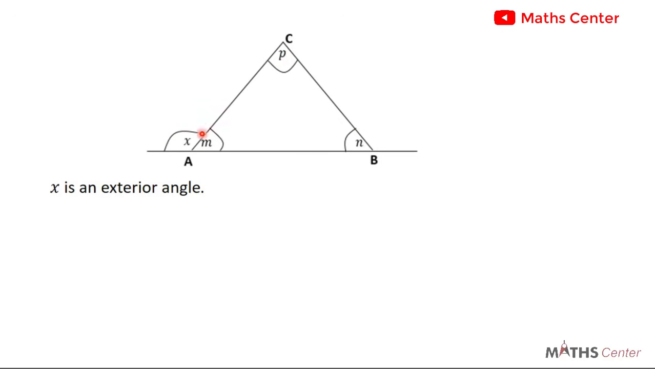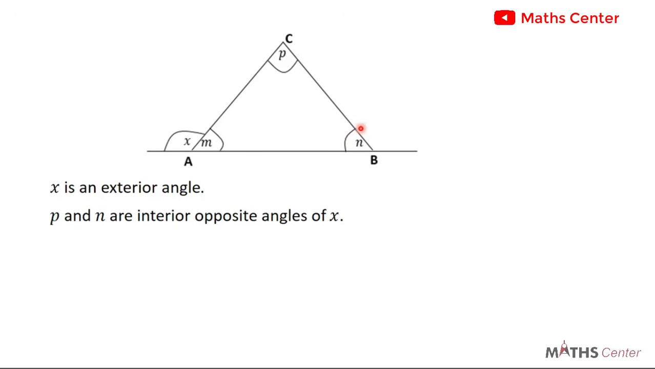We are not bringing it here, it's an exterior angle. So we say that P and N are the interior opposite angles of X that we have here. Now, why am I stressing on this? There is this very, very important property that you know. So as I've indicated here, P and N are the interior opposite angles of X.